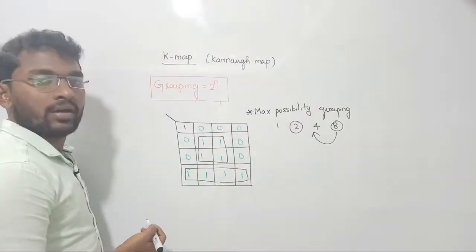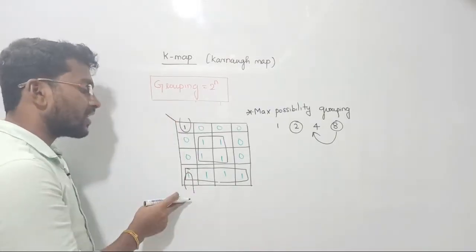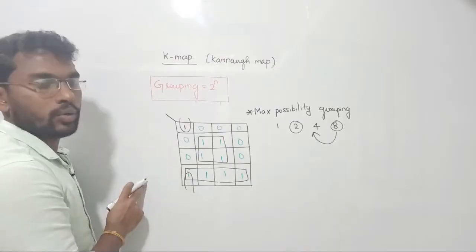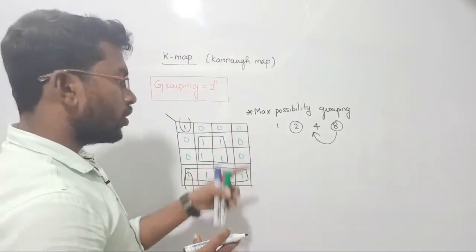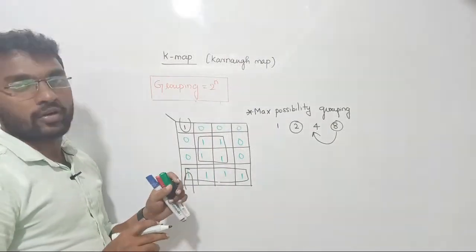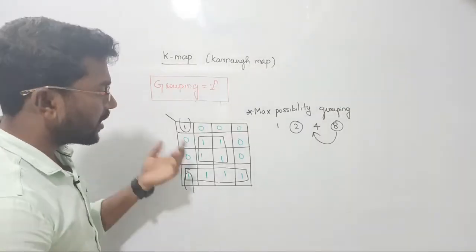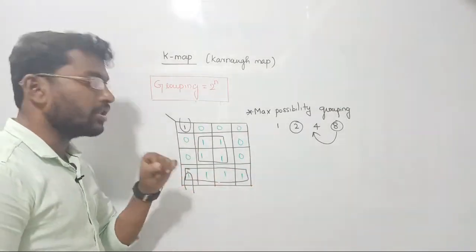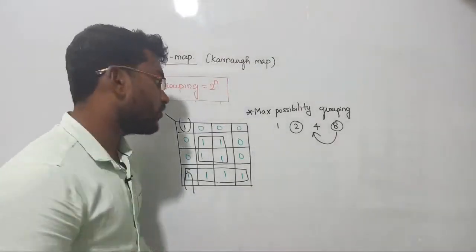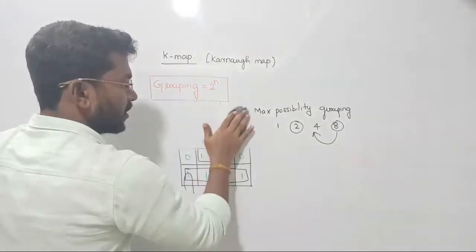In 2, is it possible? Yes, I can group this one with this one. I said corner cells are adjacent to each other, so we can group these 2, right? Yes, that is correct. Okay, fine. Is there a 1 possibility? No, because all the cells are already grouped. Clear? That is how we perform the grouping operation. Now we have to understand how to write the answer from the grouping. That is our next target. Let me take various examples so that you all get a clear idea.